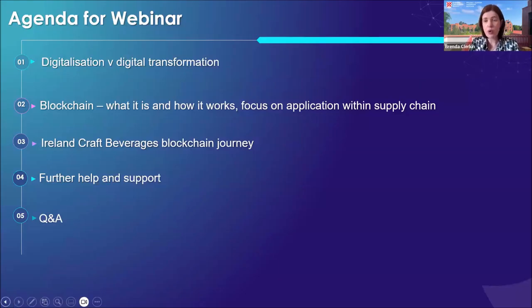So just in terms of today's webinar, what we're hoping to cover, setting the scene first of all: I mentioned that it's very important that you demonstrate as part of your application that the technology you're hoping to claim some funding for is part of a digital transformation. So we're going to look at the difference between digitalisation and digital transformation, just so you have a clear line of sight as to the difference between the two. Then we're going to look at blockchain. We want to understand what it is, how it works, and where we can actually use it. We're going to specifically focus today on supply chain, because that is one of the biggest growth areas we are seeing with blockchain. So where are companies using it? What types of benefits are they getting from that within supply chain?